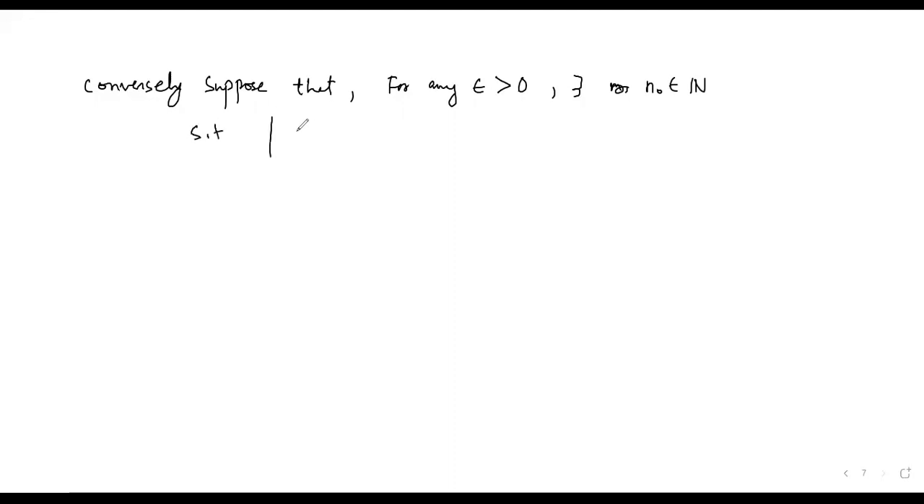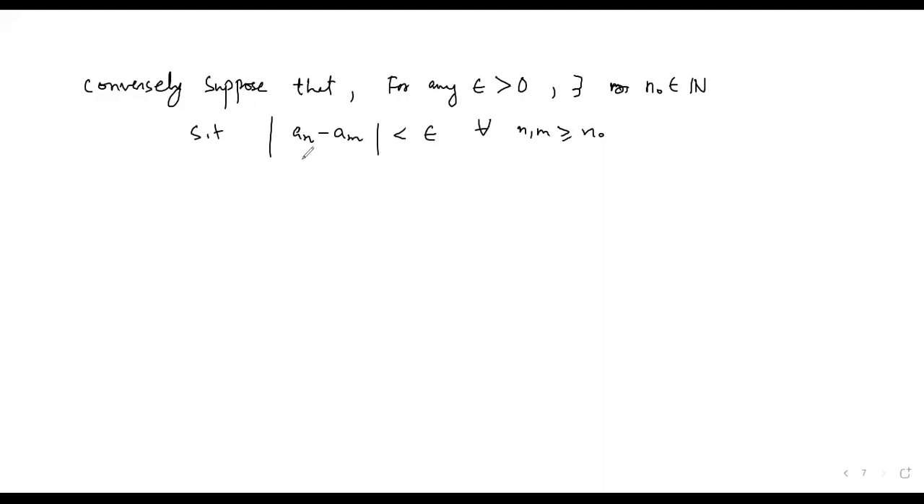Conversely, suppose that for any epsilon positive, there exists n naught belonging to the set of natural numbers such that modulus of a_n − a_m is less than epsilon for all n, m greater than or equal to n naught. Now we have to show that this sequence converges.